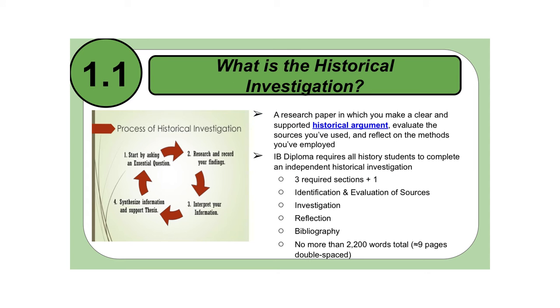So the question is, what is the historical investigation? Well, the HI, as it is referred to, is a research paper, so we know that. It is a research paper that does three different things. These three different things are: makes a clear and supported historical argument, evaluates the sources that were used for that argument, and then reflects on the methods that you employed or used as you were writing your historical argument paper.